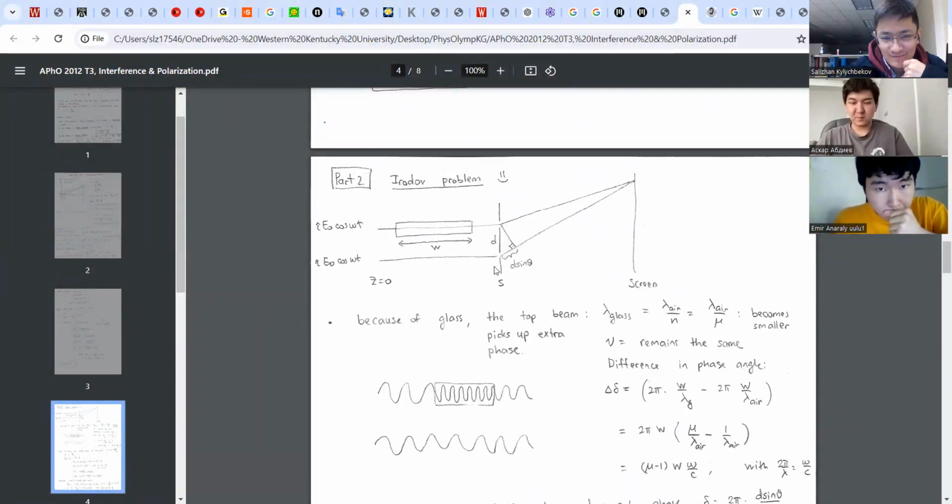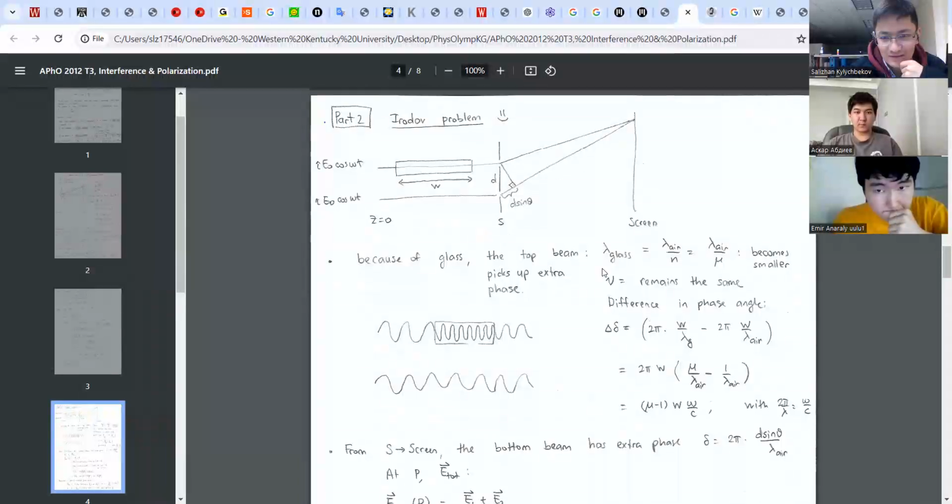You have this and this. So because of the glass, the top beam picks up an extra phase, right? The top beam has extra phase because it's traveling more lambdas than this, right?